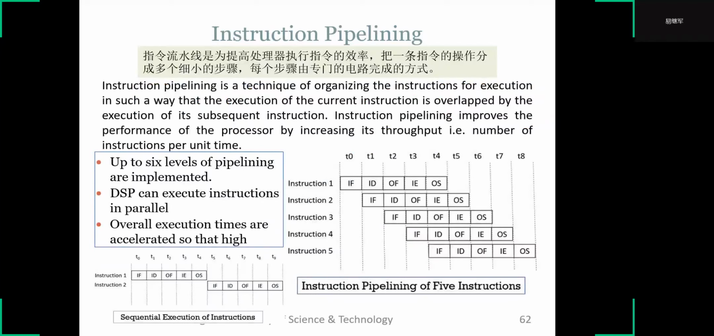Instruction pipeline. Instruction pipeline is a technique of organizing instructions for execution in such a way that the execution of the current instruction is overlapped by the execution of its subsequent instruction. Instruction pipelining improves the performance of the processor by increasing its throughput, i.e. the number of instructions per unit time.